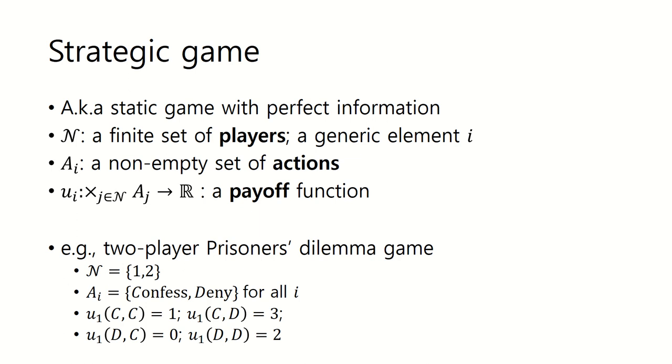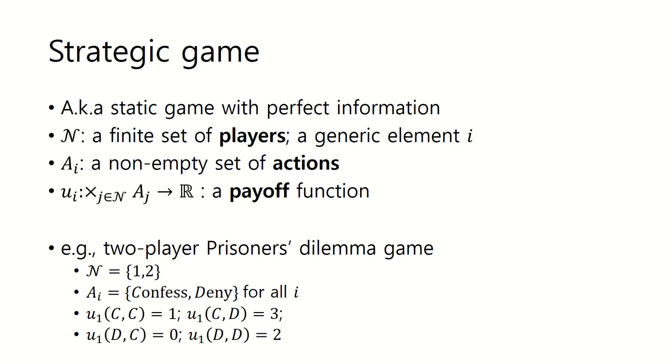Of course, later we need more elements to define games. We need more vocabularies to define a game, but for now this is enough. Let's look at this example, the two-player prisoner's dilemma game. As the name suggests, there are two players. So the set of players N is a set with elements 1 and 2. So there are two players, player 1 and player 2.